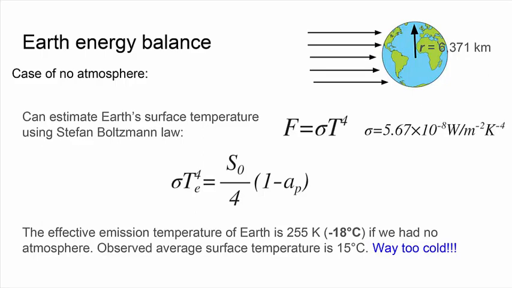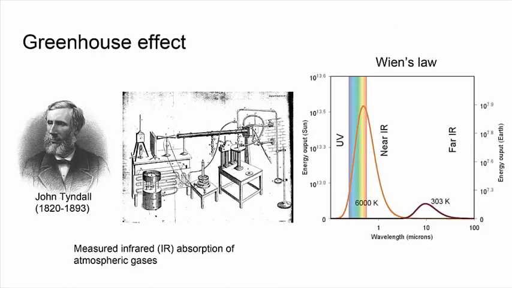So this tells you the atmosphere has to be important, because otherwise it would be much colder than it is now. So what can be contributing to this? Coming back to John Tyndall, he first measured the infrared absorption of atmospheric gases. I keep talking about infrared, or IR. So why do we keep focusing on this spectrum of radiation?